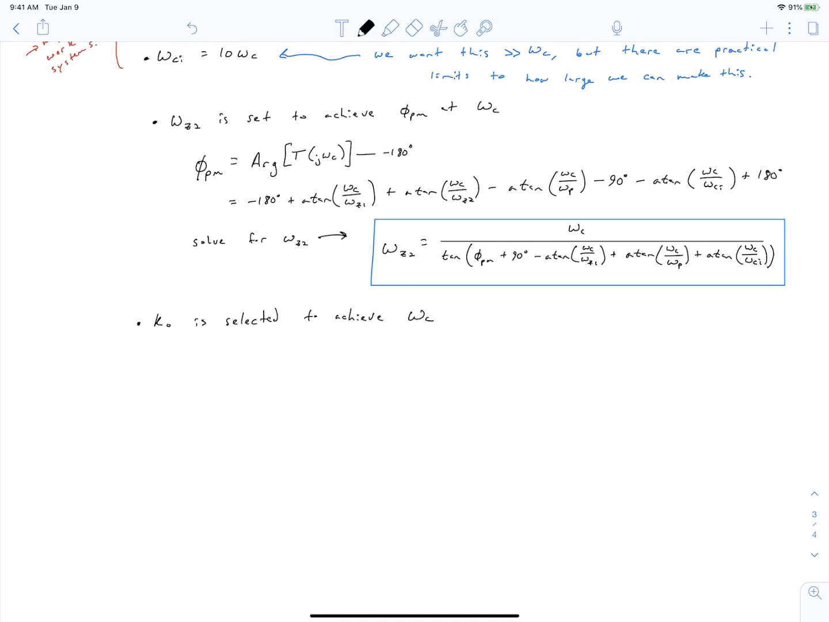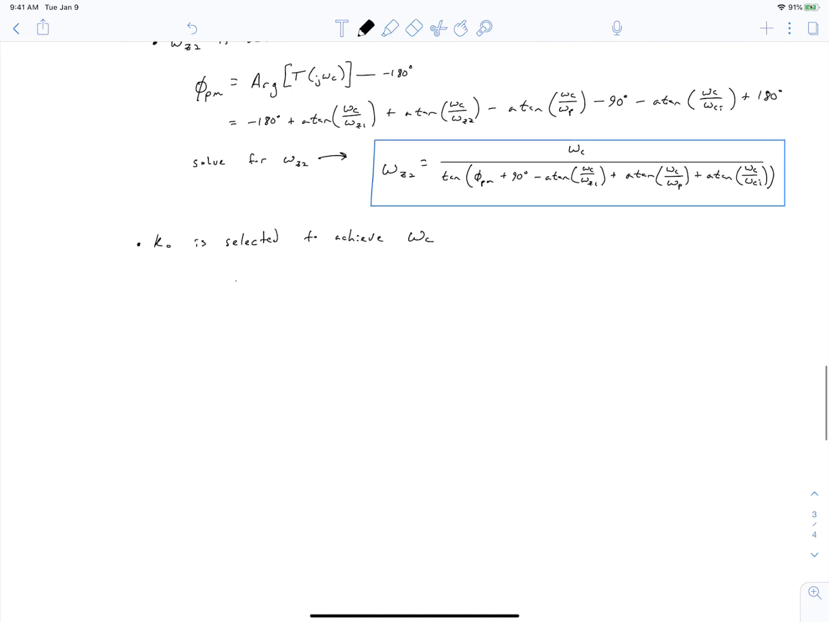And finally, we can solve for the gain of our controller, our DC gain, that is needed to achieve our crossover frequency. And so we end up solving this expression here, that we want our loop gain to have a magnitude of 1 at the crossover frequency.